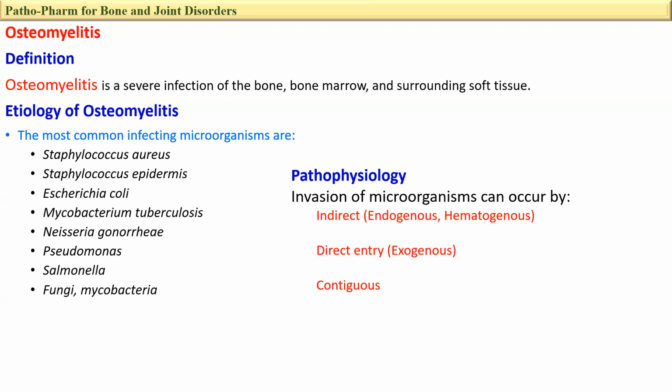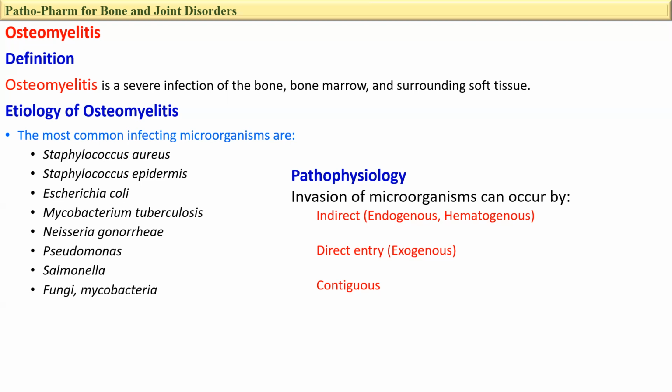Direct entry, exogenous: a fracture or an open wound results in direct entry, then the bone gets infected. Indirect entry, which is the most common one, is endogenous. One example would be a patient with kidney stones and then renal infection or severe UTI, then septicemia and sepsis, and then the osteomyelitis. Or any systemic infection, then sepsis or septicemia, and then bone infection. So this is an example of the indirect one.